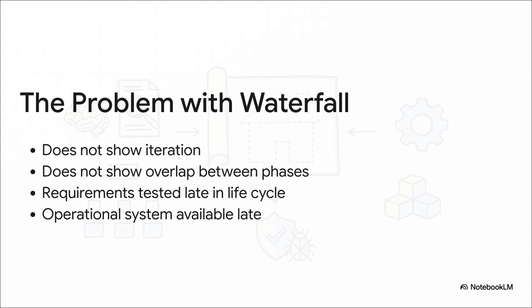But that rigidity of the waterfall model created a huge problem. Because you don't actually test anything until the very end, you could spend a whole year building something based on a wrong idea you had on day one. And finding that mistake a year down the road, oof, that's incredibly expensive and frustrating. And that's exactly why newer, more flexible methods were invented.